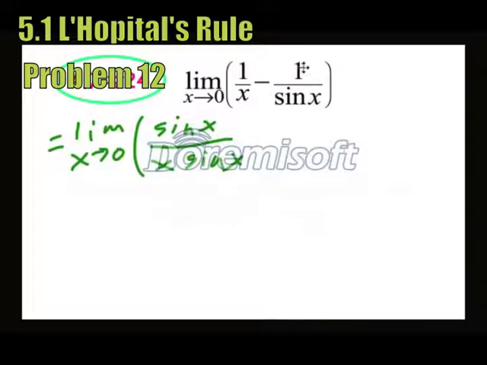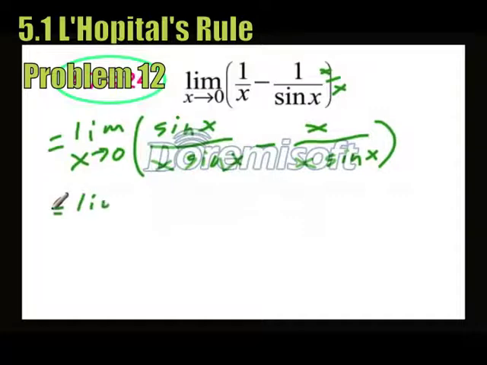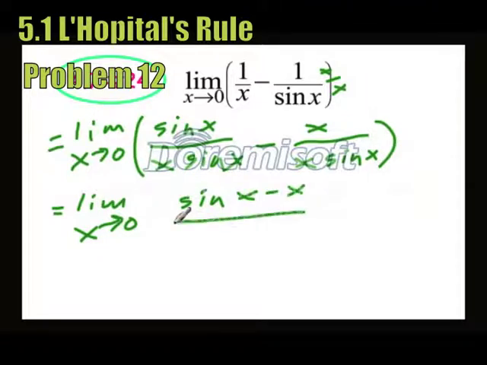And in a similar fashion, the second term we're going to multiply by x over x. So we'll have x times 1 on the top and x sine x on the bottom. So common denominator, we can go ahead and do the subtraction. So we'll have sine x minus x all over x sine x. Now as you try to plug in a 0, we do in fact get 0 over 0. And of course the nice thing about getting this 0 over 0 is we can use L'Hopital's rule.